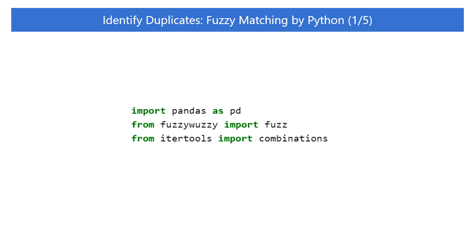Let's see an example of how to detect duplicates using fuzzy matching. First, import pandas, fuzz, and combinations. FuzzyWuzzy is a library for measuring the similarity between strings. The fuzz module provides functions to compare text strings and determine how similar they are. itertools is a built-in Python module that provides efficient tools for handling iterators. The combinations function generates all possible unique pairs of elements from a given list.